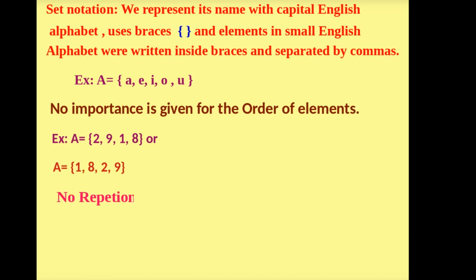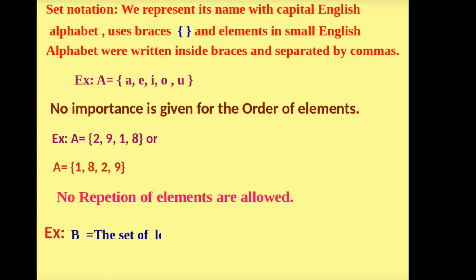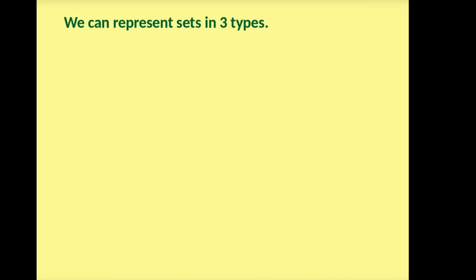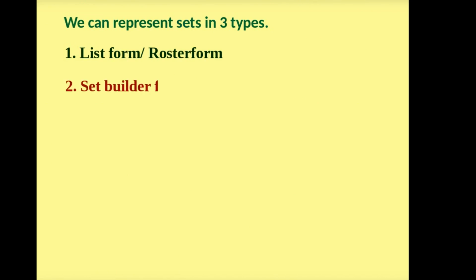Example, B is the set of letters in the word school. Then B = {s, c, h, o, l}. We can represent the sets in 3 types. One is list form or roster form. Second is set builder form. Third is Venn diagrams.